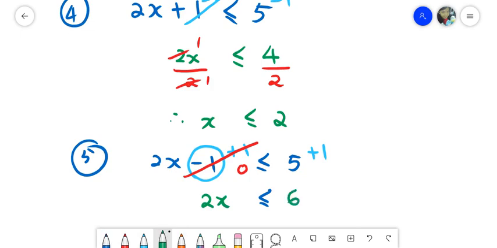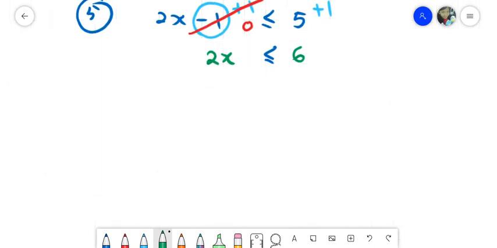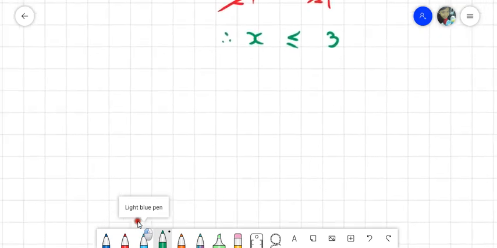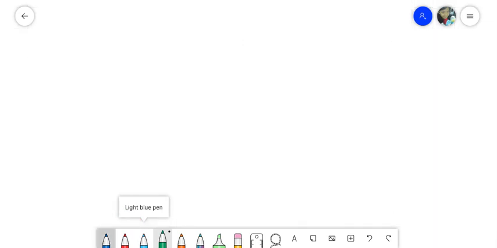So again, how to simplify it? Yes, divide by 2 on each side. So you end up with x less than or equal to 3. Is it okay? Okay, good. Let us proceed with other questions.